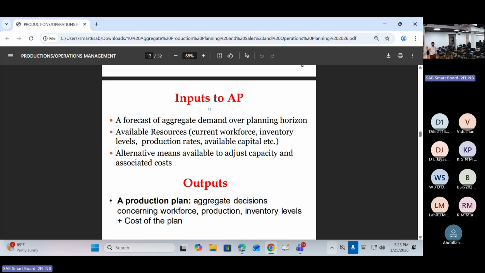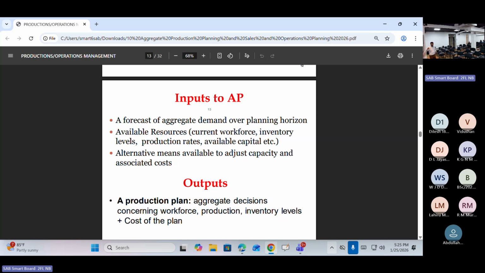12 months period. And then, of course, details about available resources such as the current workforce size, inventory levels, production rates, and available capital or whatever. Other details related to the resources should have been there as another inputs to the planning process. And then, of course, what are the different planning approaches available? Alternative means of capacity and their associated costs should also be provided. So those are the main inputs to the production planning process.